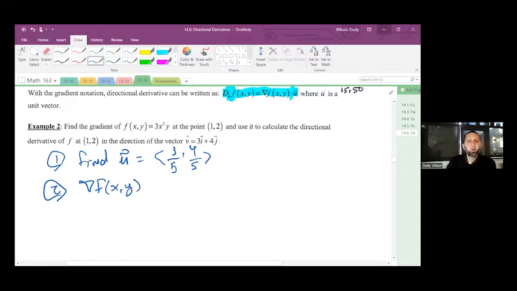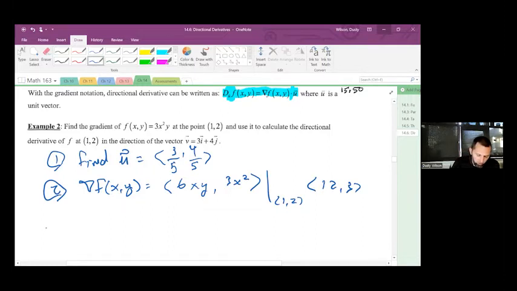This is a vector quantity. You can put an arrow over the top of it if you want to, but you don't need to, simply because the fact that it's a gradient tells you that it's a vector. So this would be 6xy and 3x squared. That's the gradient field. We'll talk more about fields in chapter 16, and we want to evaluate this at 1, 2. And that would be 12, 3.